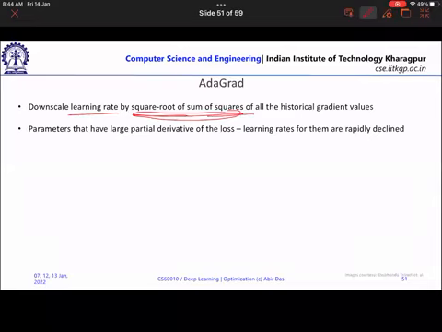Okay, downscale on basically the direction where your gradients are always high, some sort of that. Let us see. I'll come to the algorithm and an explanation in the next slide. That will make things much better. So parameters that have large partial derivative of the loss, learning rates for them are rapidly declining. So that is the thing that achieves this.